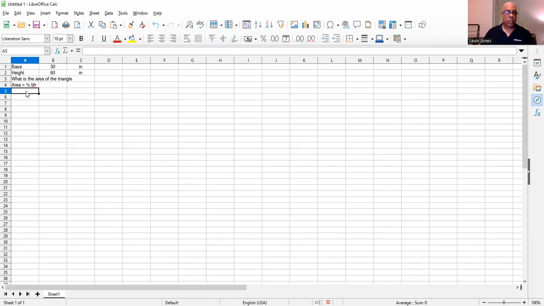Very simple. Equals. Now, for 1/2, I like to use 0.5, same as 1/2. Then I'm going to go to times 30 times 60. What did I get? I got 900. 900 what? 900 square inches.